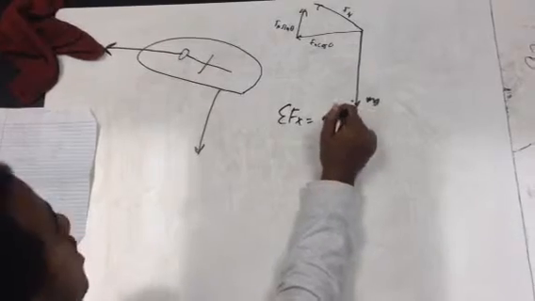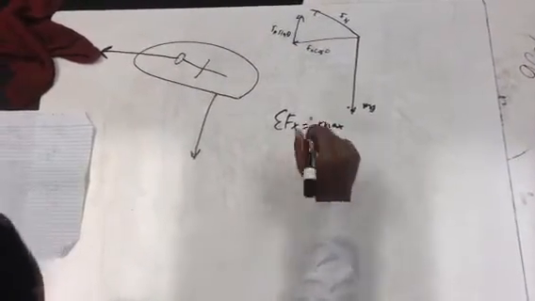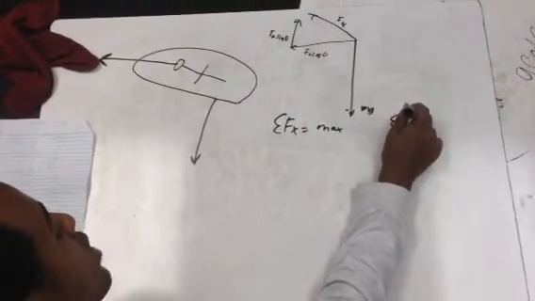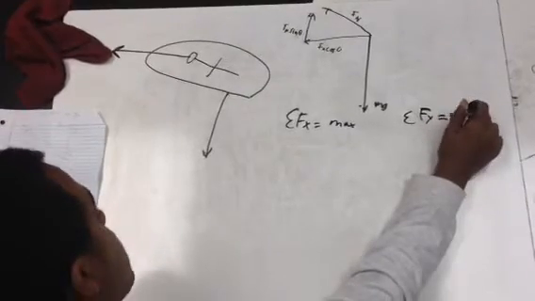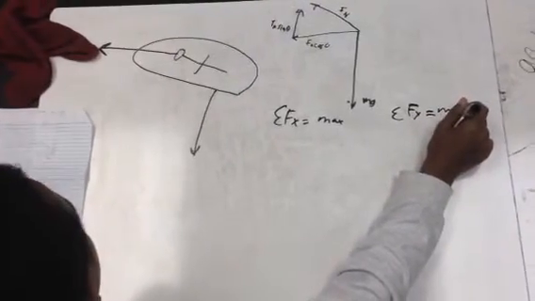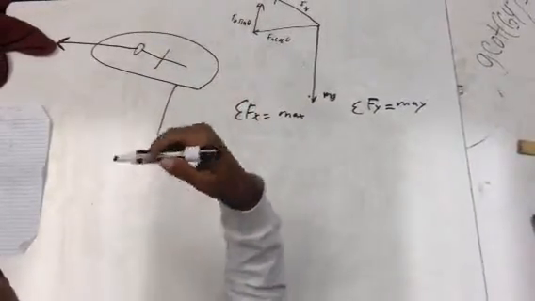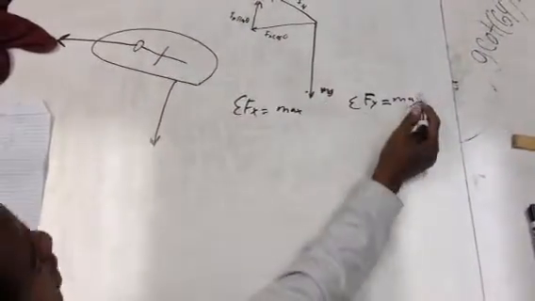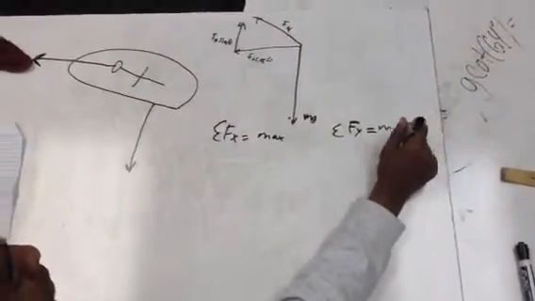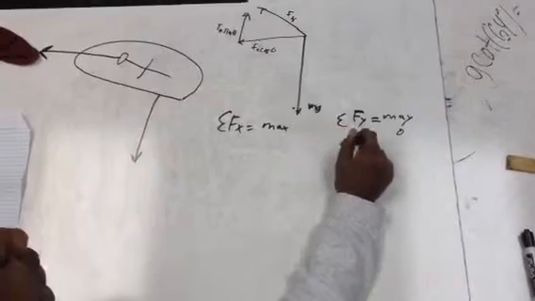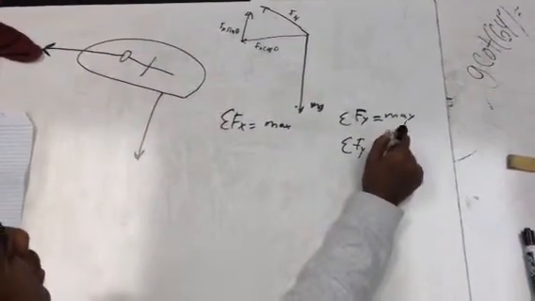The sum of all forces in the x direction is equal to the mass times acceleration in the x direction. The sum of all forces in the y direction is equal to the mass times acceleration in the y direction. Because of the way that it's moving, the acceleration in the y direction is 0. So, the sum of the forces in the y direction is equal to 0.